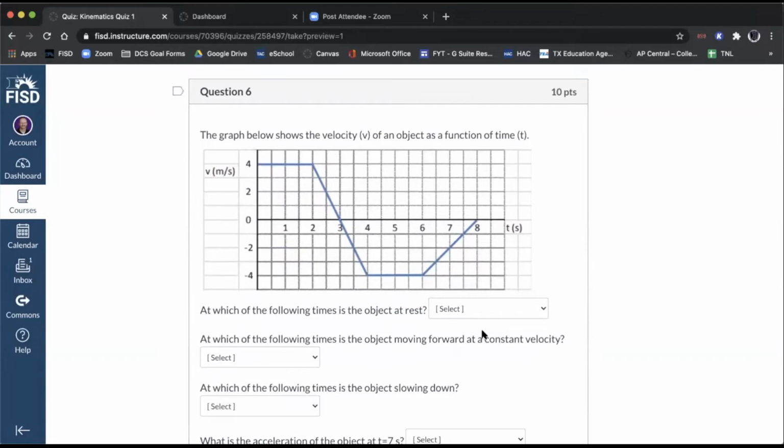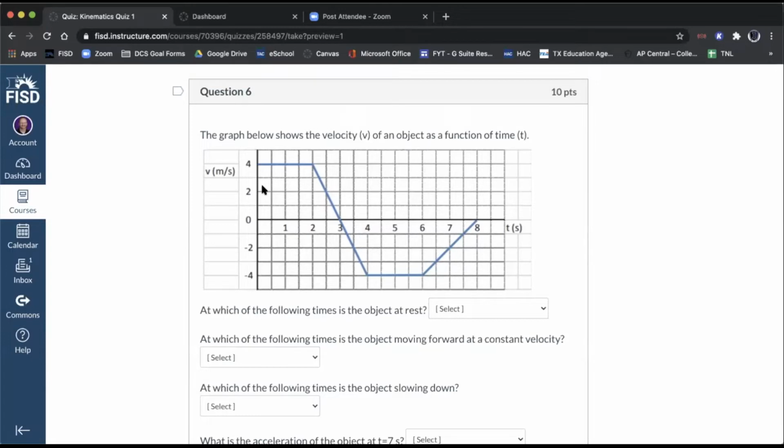Let's talk about this graph. We need to understand the graph before we can ask and answer questions about it. So this is a velocity versus time graph. What is going on in the first 2 seconds of this graph? Moving at a constant velocity. Yeah, velocity is constant. What do we know about the slope of this graph? What does the slope tell us? The acceleration. Yes, this is a velocity graph, so the slope is acceleration.